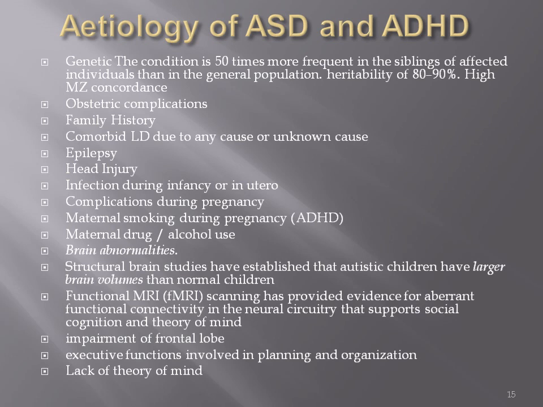Complications during pregnancy, maternal smoking during pregnancy. Now, this is more linked to ADHD, but not with autism. But all other things can cause both ADHD and the autistic spectrum disorder. Similarly, maternal drug and alcohol use can contribute to both. Brain abnormalities can cause both ADHD or ASD. Structural brain studies have established that autistic children have larger brain volumes than normal children. And functional MRI scanning has provided evidence for aberrant functional connectivity in the neural circuitry that supports social cognition and theory of mind.